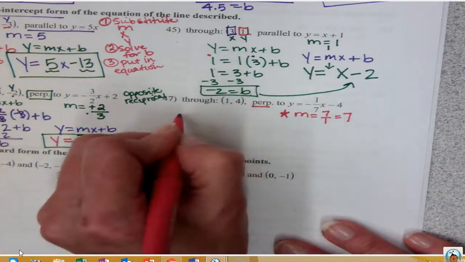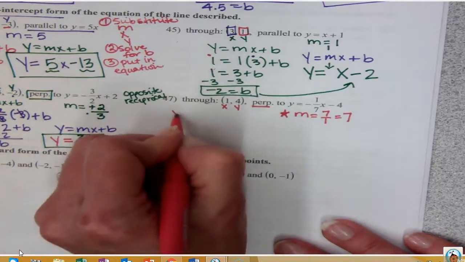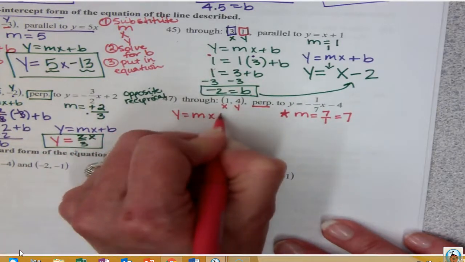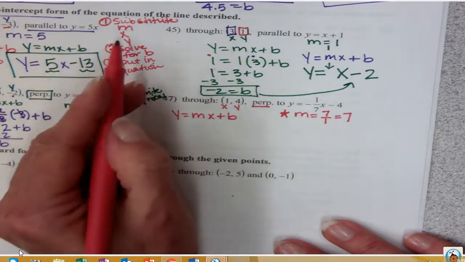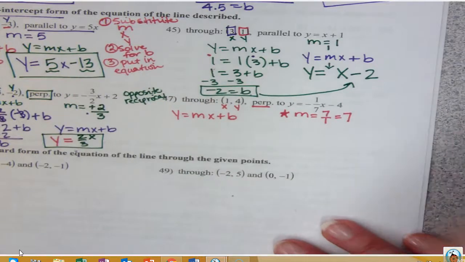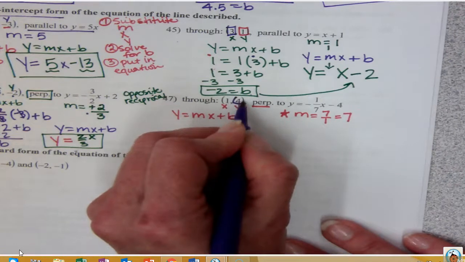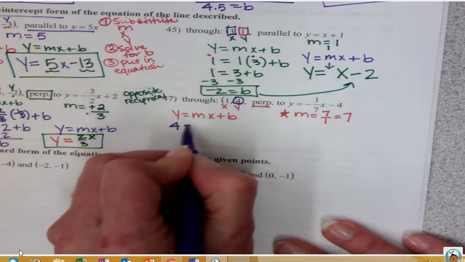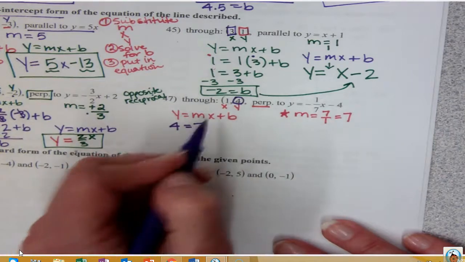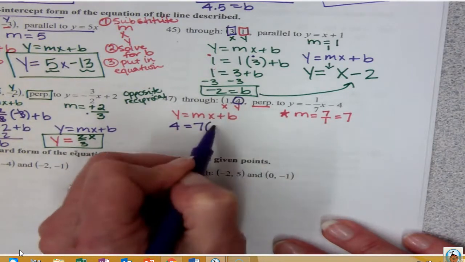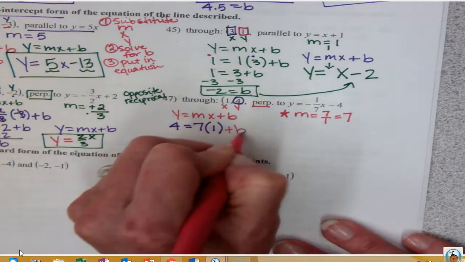So I've got my x here, my y here. So y equals mx plus b. Now I'm substituting in my m, my x, and my y. So I'm substituting in y is 4 equals my m is 7, my x is 1. The only thing we don't know is our b.